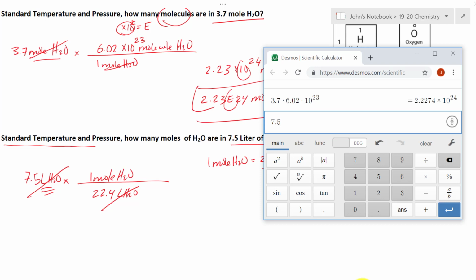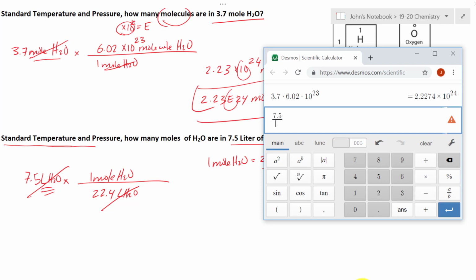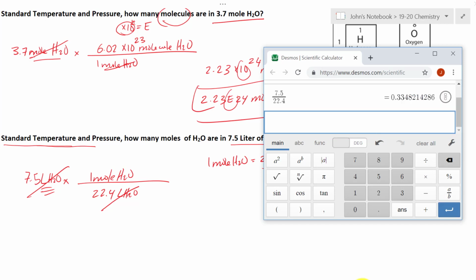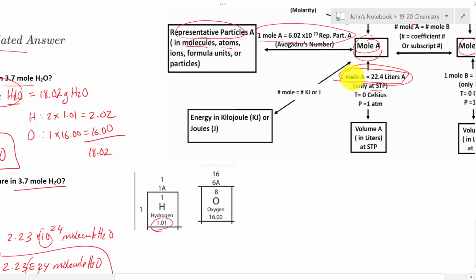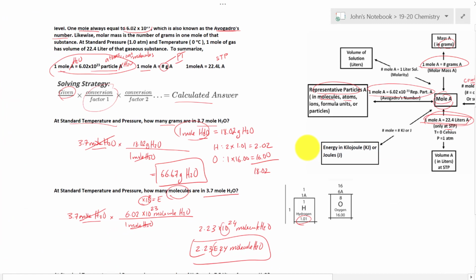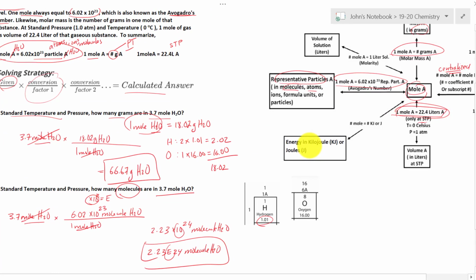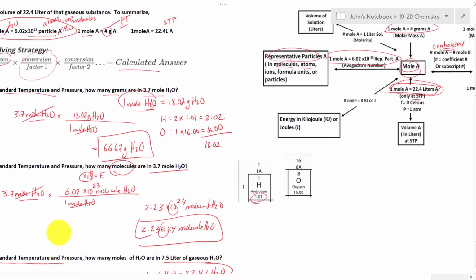7.5 multiplied by 1, which we don't care, and divided by 22.4. And that gives us what? 0.334. And that will round to 0.33. So we have 0.33 mole of H2O. And that is how we use the conversion factor from mole to liter. So as you can see, different problem based on the given and what you are looking for, you will be using different conversion factor. So be very careful on which conversion factor you use in order to solve for your desired unit.